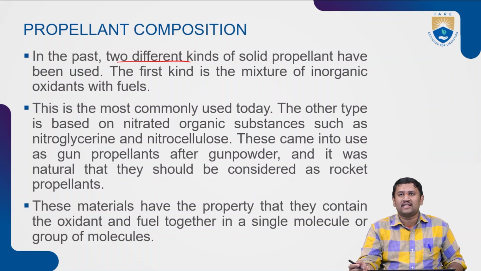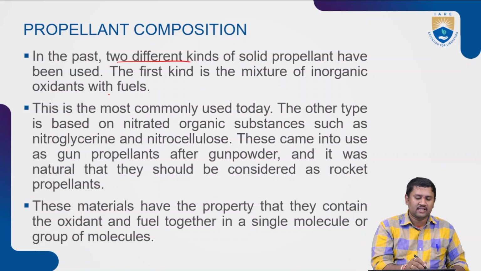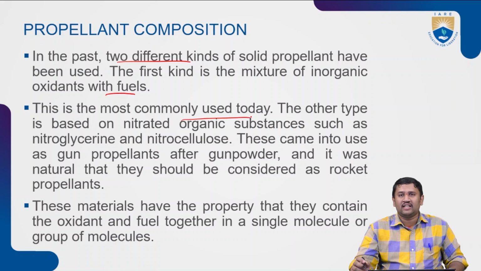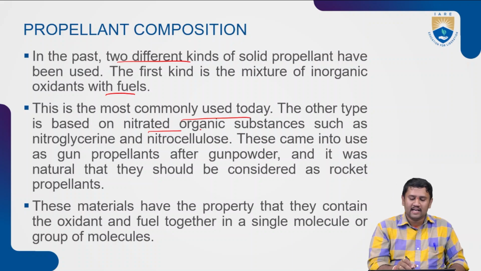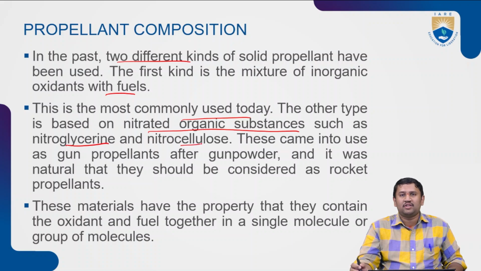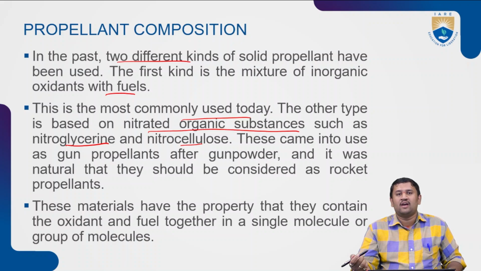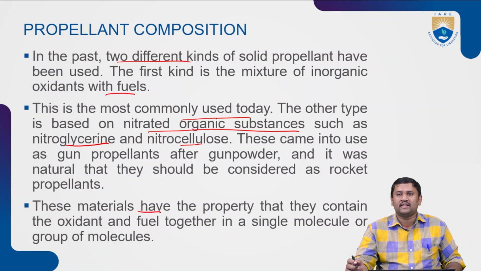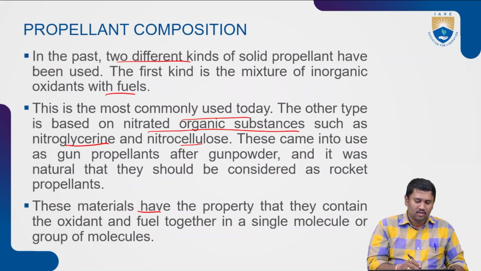In the past, two different kinds of solid propellant have been used. The first kind is a mixture of inorganic oxidants with fuels. This is the most commonly used today, while the other type is based on nitrated organic substances such as nitroglycerin as well as nitrocellulose. These came into use as gun propellants after gunpowder, and it was natural that they should be considered as rocket propellants.